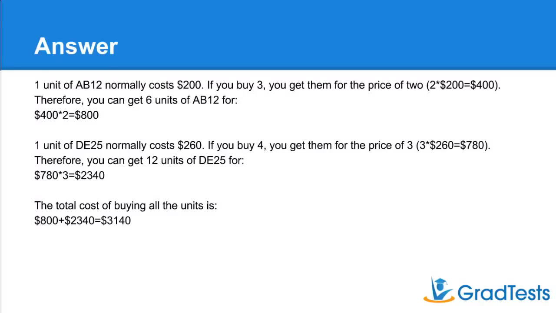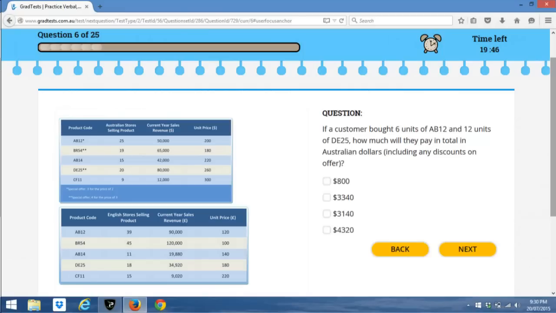For the other product, DE25, the unit price normally is $260, but they have that special offer whereby if you buy 4, you get them for the price of 3. So you could get 4 for $780. Therefore, you could get 12 for $2,340, which is just 3 times the price that you got the 4 for. So the total cost for buying all those units of AB12 and DE25, just add together the two amounts: $3,140. Flicking back to our options, that was the third one, option C.